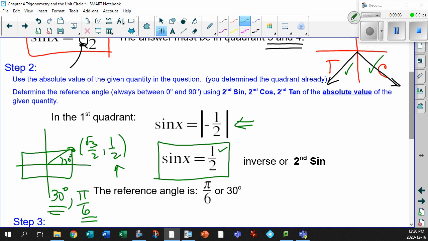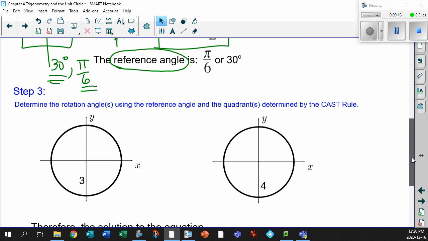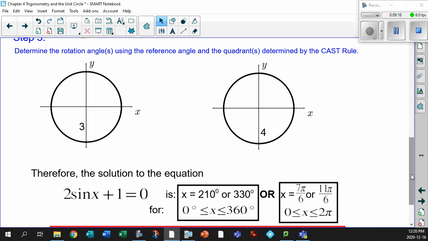You're actually determining the reference angle. Fantastic, I figured out the reference angle to be pi over 6 or 30 degrees. So that's step 2. Now apply that reference angle to your quadrant 3 and quadrant 4.